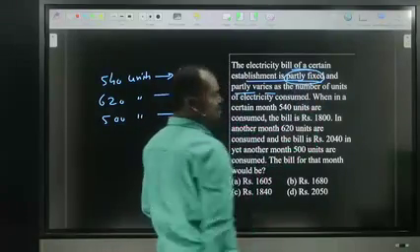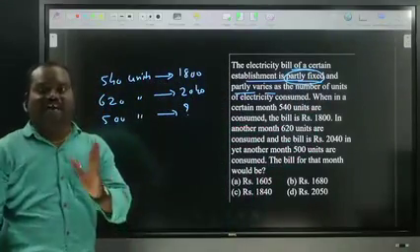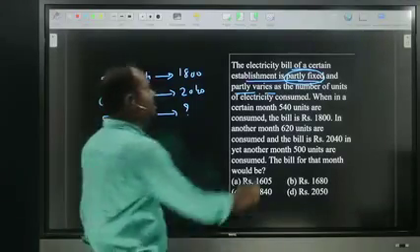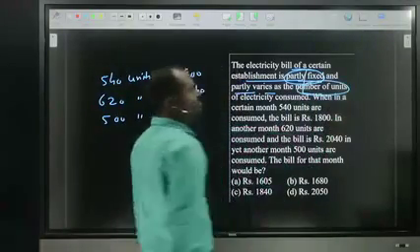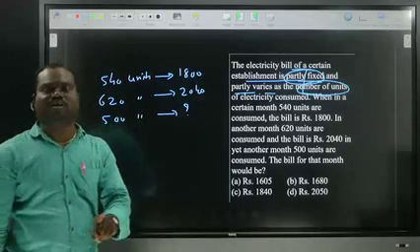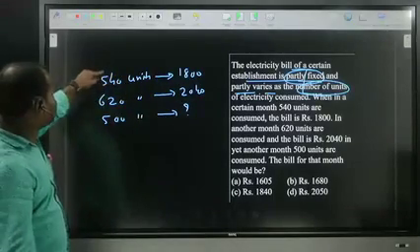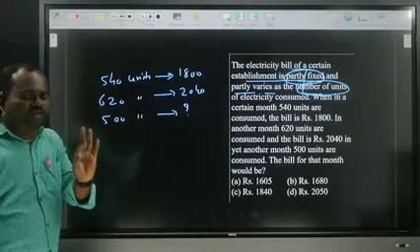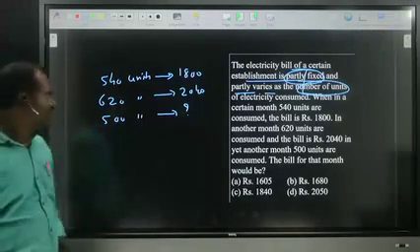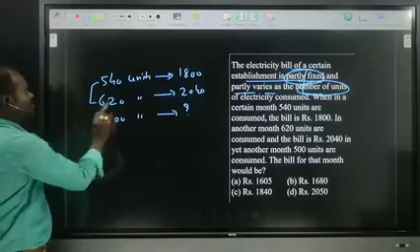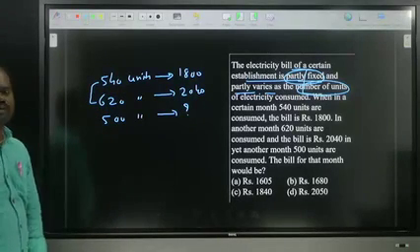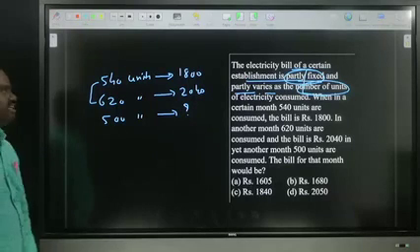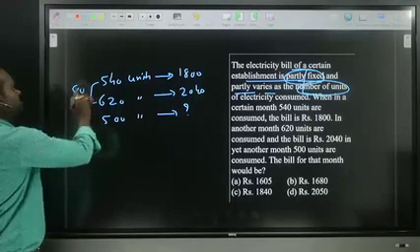In every bill, the fixed charge is compulsory. So the bill changes depending only on the number of units. Fixed charge will be there in each of these, so there is no problem about the fixed charge. We should observe only the units. Now observe carefully. From here to here, how many units are extra? 540, 620. 80 units are extra.